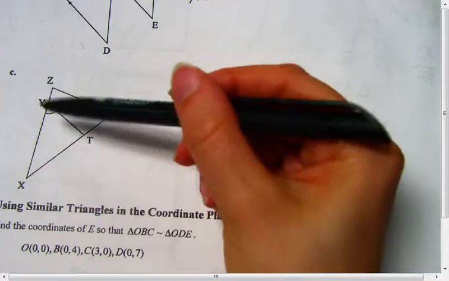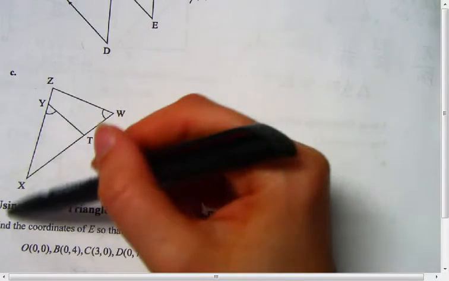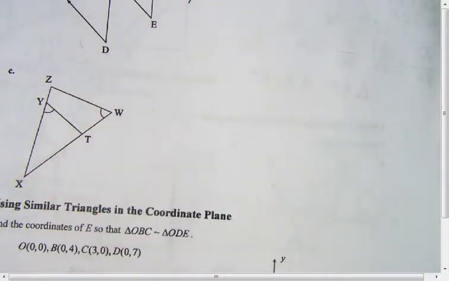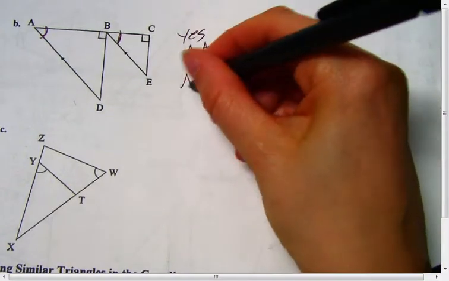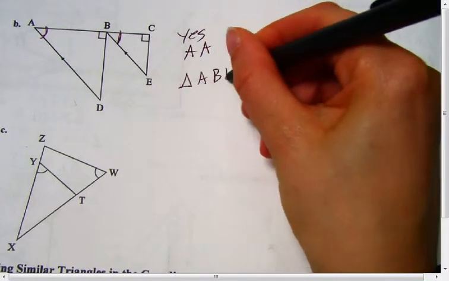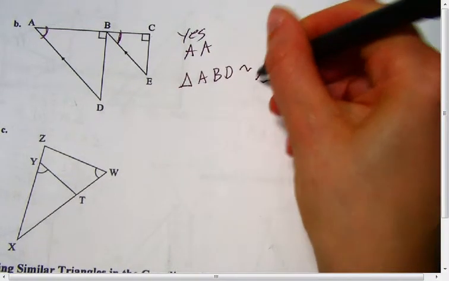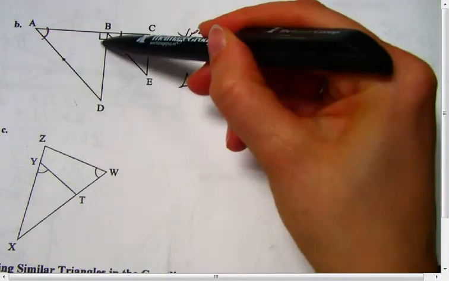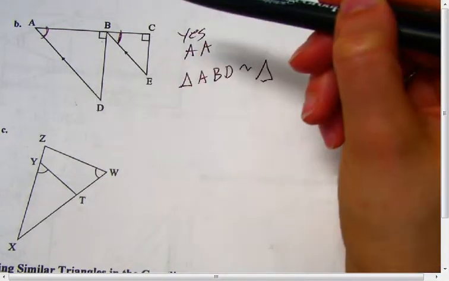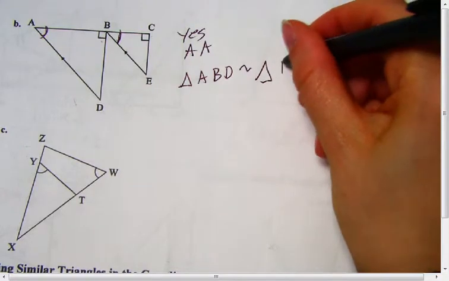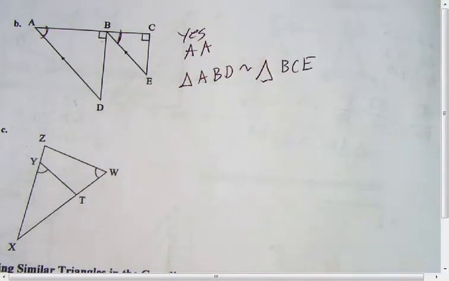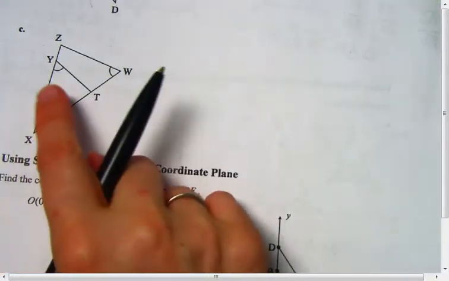So it says Y and W are similar. What about down here? Oh, you know what we need to do? This is yes, so we need to write a similarity statement. Triangle ABD is similar to what triangle? ABD is similar to triangle BCE. Good. Okay. So I've got one angle for C is congruent.